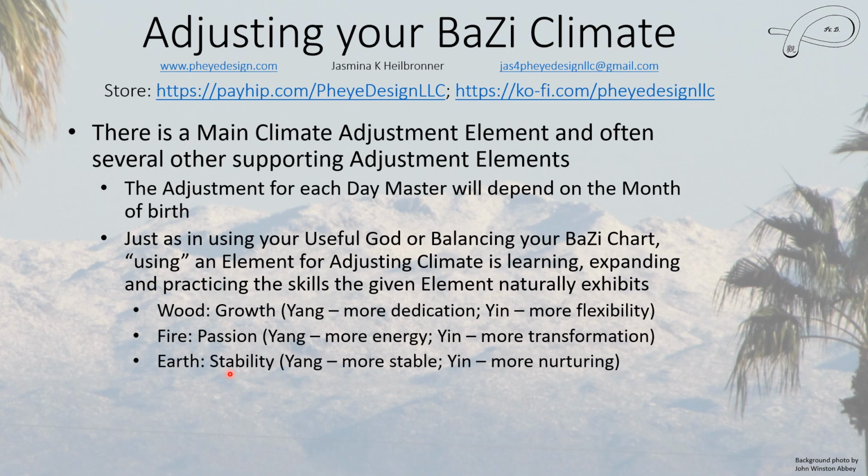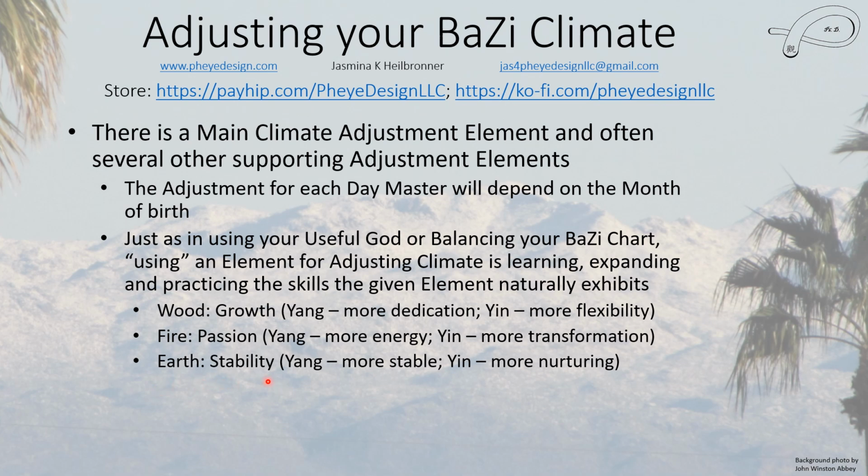For Earth, this is more about stability. And this is probably a bit more problematic in our current time when things are changing so fast. People that have a lot of Earth in their chart tend to be not so comfortable now because things are changing fast and they're just not very comfortable with it. So this is the one that has the most challenges.